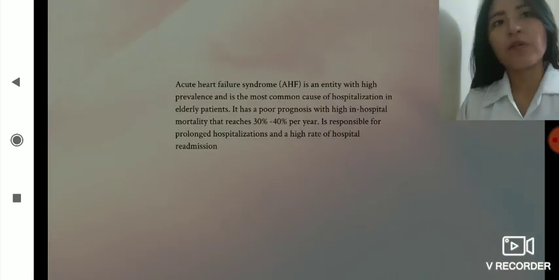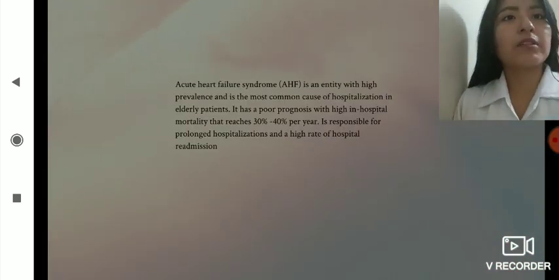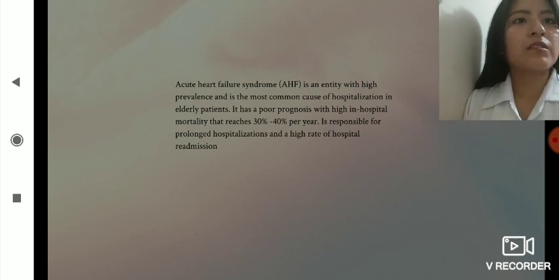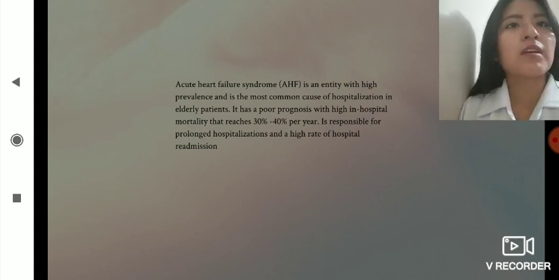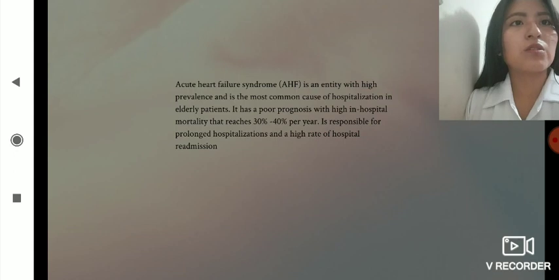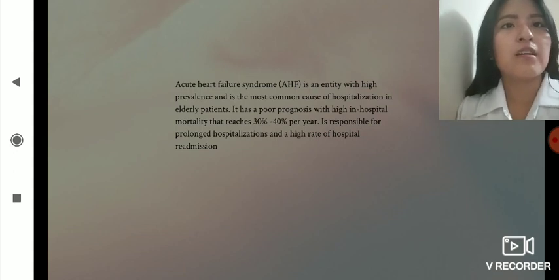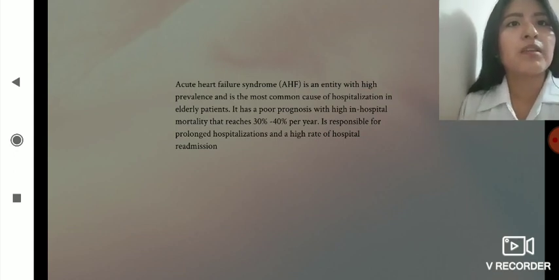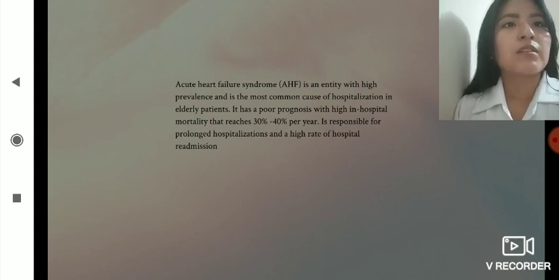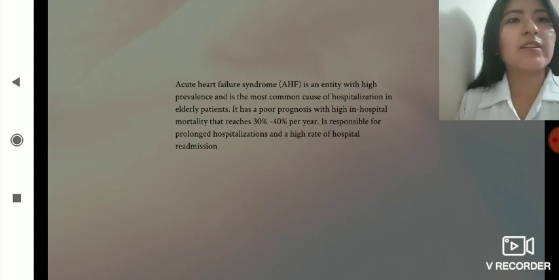Acute heart failure syndrome is an entity with high prevalence and is the most common cause of hospitalization in elderly patients. It has a poor prognosis with a high in-hospital mortality that reaches 13% and 40% per year. It is responsible for prolonged hospitalization and high rate of hospital readmissions.